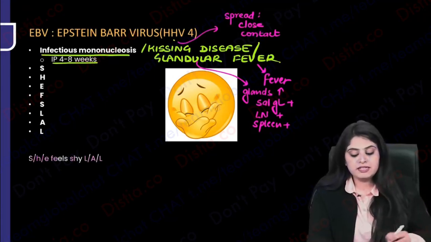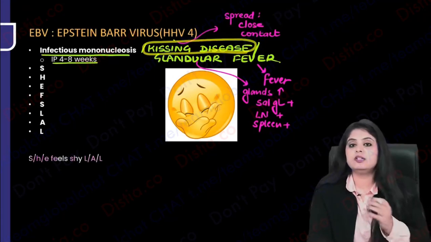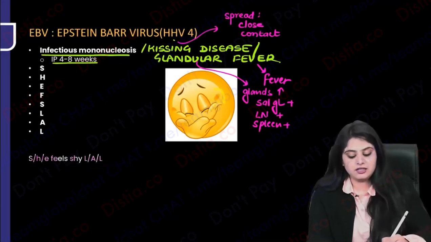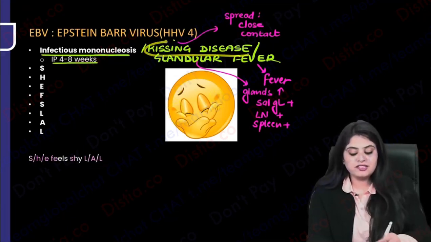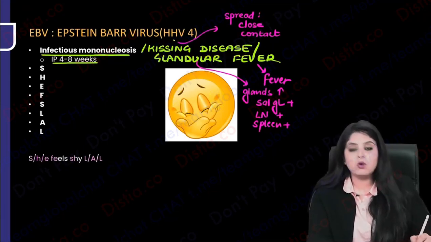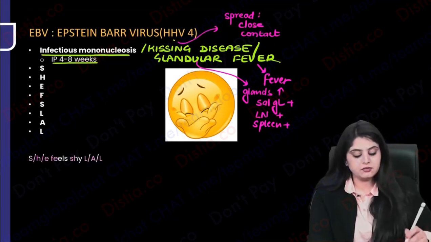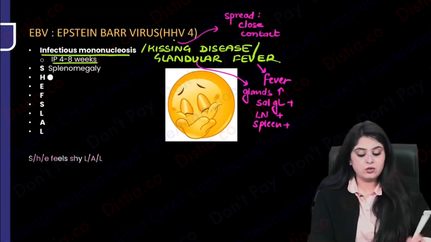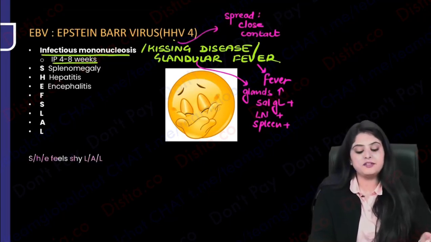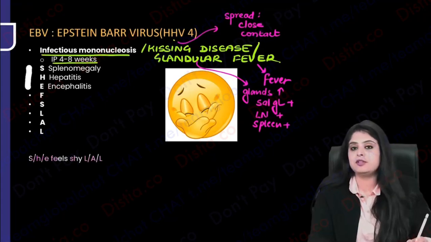So now we have said, look, it is happening because of kissing, so the girl is blushing. She is feeling shy and she is turning red, red cheeks. Okay? So because of kissing disease, she is feeling shy and red. That means first you pick up all the organs that can get affected. S for, like I told you, spleen. So H has to be for the liver. It's going to be hepatitis, and E stands for encephalitis. So these were the different organs that could be affected.